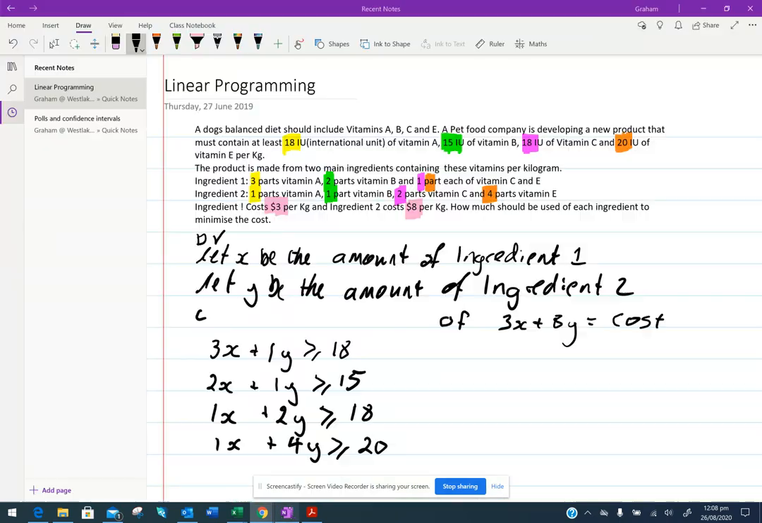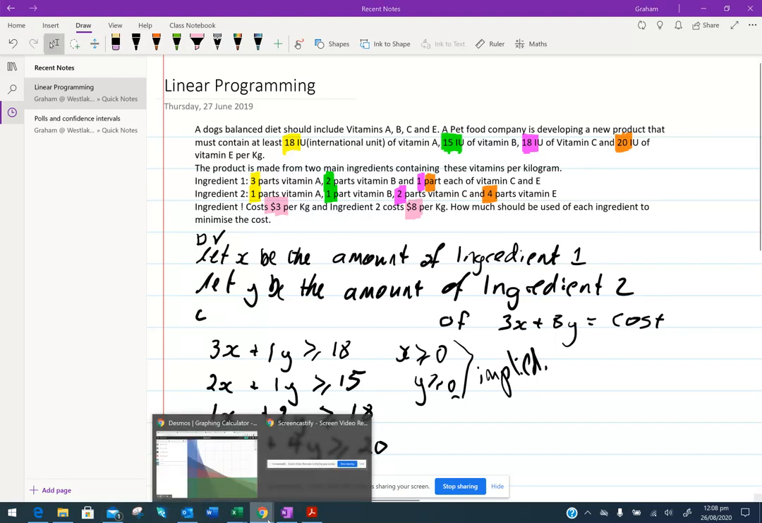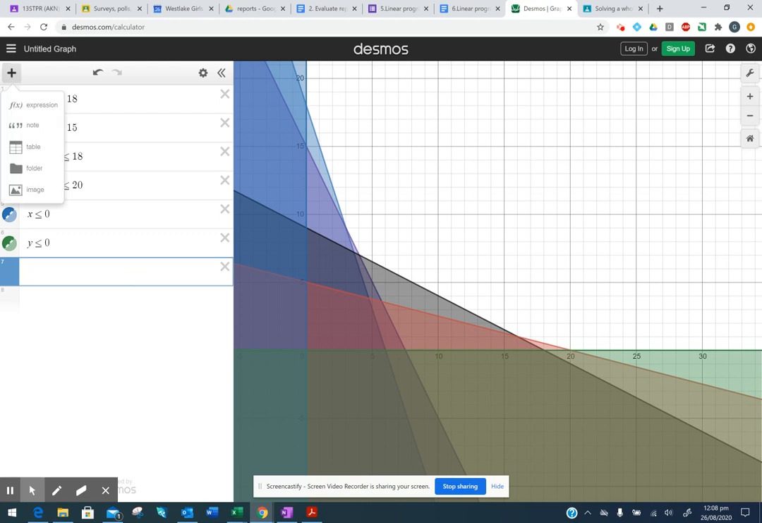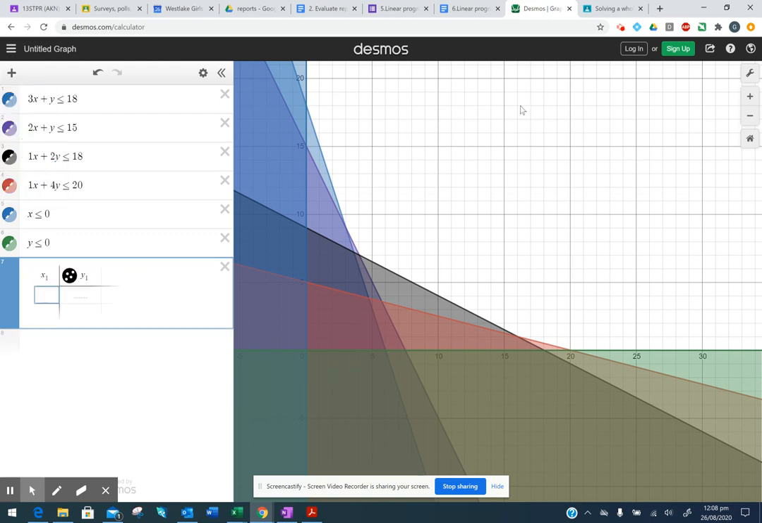So I need to go back to here and say that x needs to be greater than or equal to 0 and y needs to be greater than or equal to 0, and these are implied constraints, because in the situation negative values don't make any sense. Now I'm ready to insert my table, and now I need to find my coordinates.